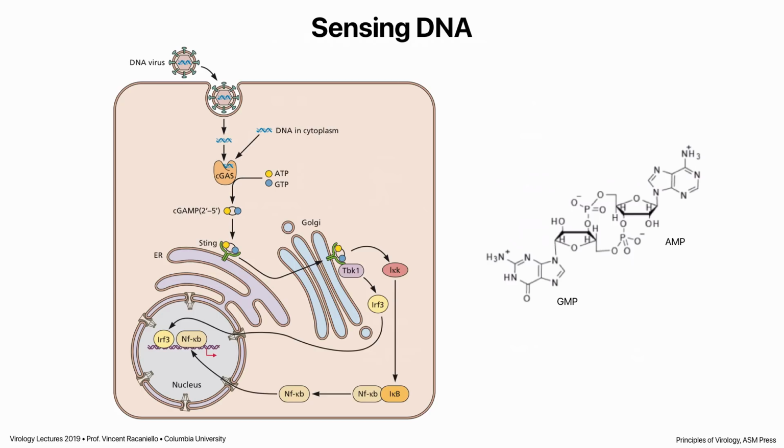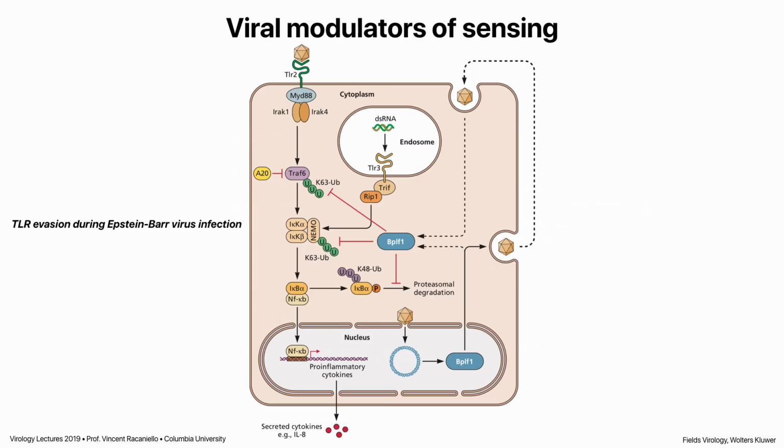So again, just like for the RNA, here we're sensing DNA by an unusual pathway, but in the end you're sensing DNA, sending transcription factors into the nucleus, which turn on the synthesis of cytokines. These sensing pathways also exist in the nucleus, because many viruses put their DNA in the nucleus. Of course, viruses encode modulators of these pathways. They have to, otherwise they would not be able to successfully reproduce.